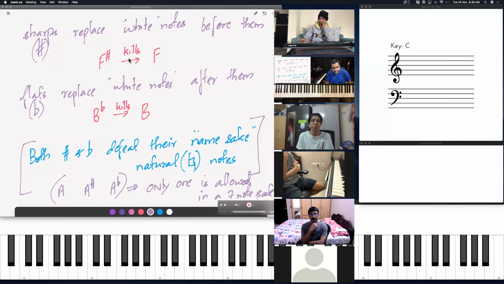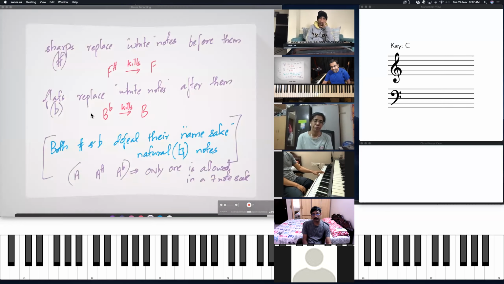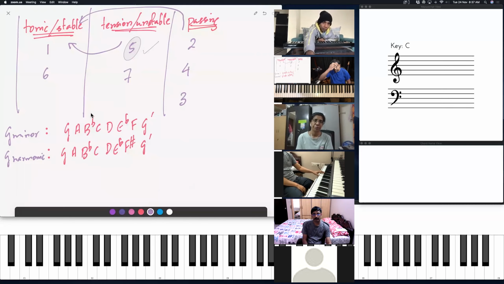Now if you take D major, which has two sharps, it's the same thing. F sharp will kill F and C sharp will kill C. And B flat major will obviously kill B, and E flat major will obviously kill E. E flat will kill E. So it's always the namesake. They defeat their namesake naturals. So if you ever were to have a B in a scale, then you can never have a B flat. That's the idea. Okay, so I hope this exercise is clear. We've grown it now further.